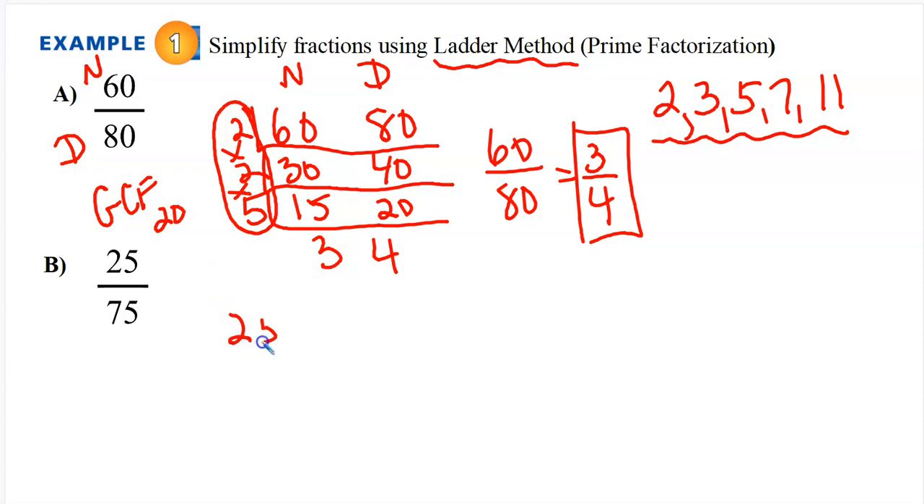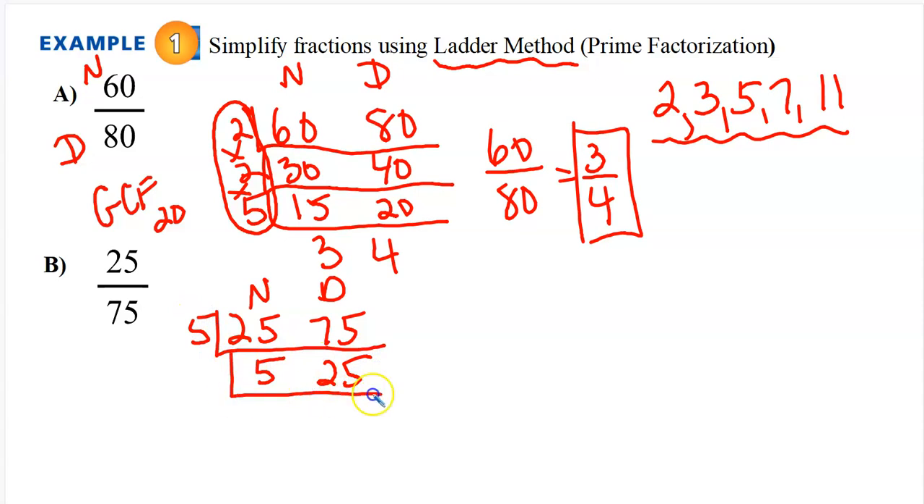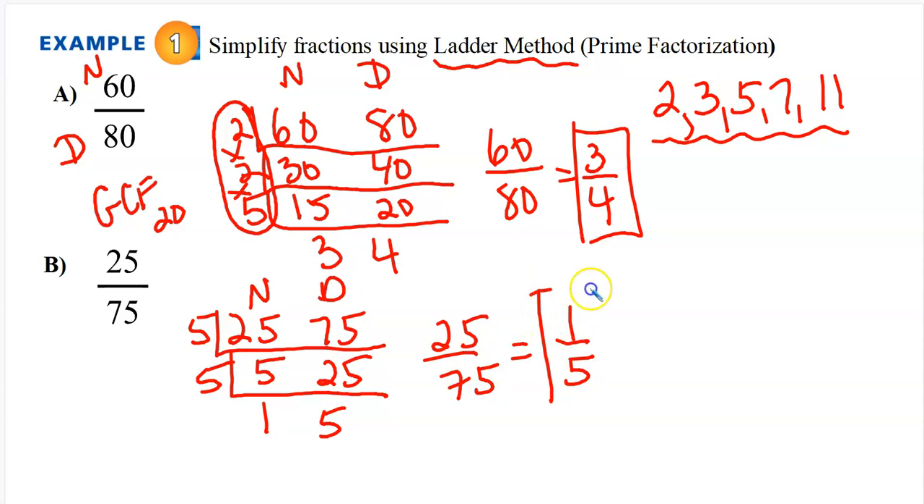All right, let's try that with 25 and 75. There's my numerator, there's my denominator. These are divisible by 5. I end up with 5 and 25. Divide by 5 again, and I get 1 and I get 5. So 25/75 is equivalent to 1/5. So isn't 1/5 easier to say and think about than 25/75?